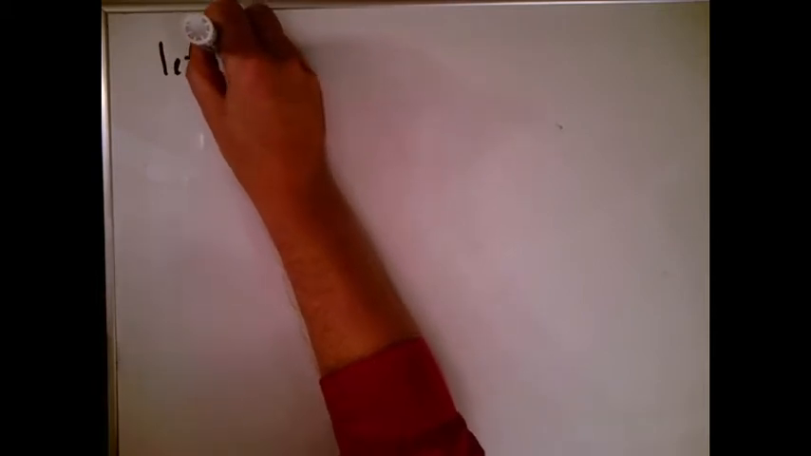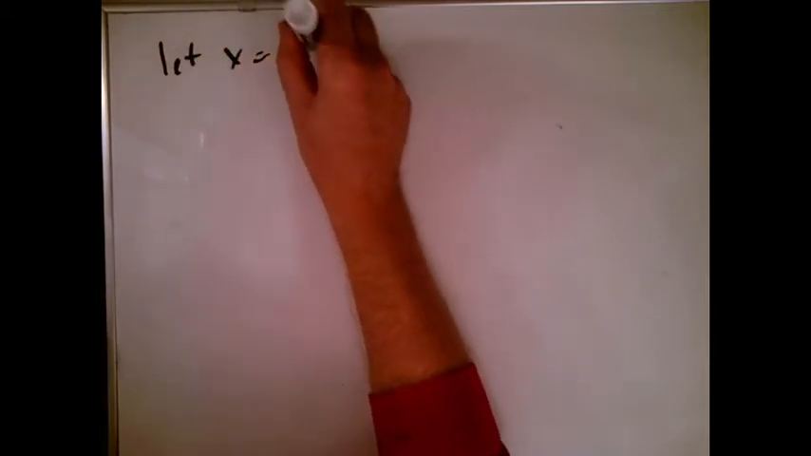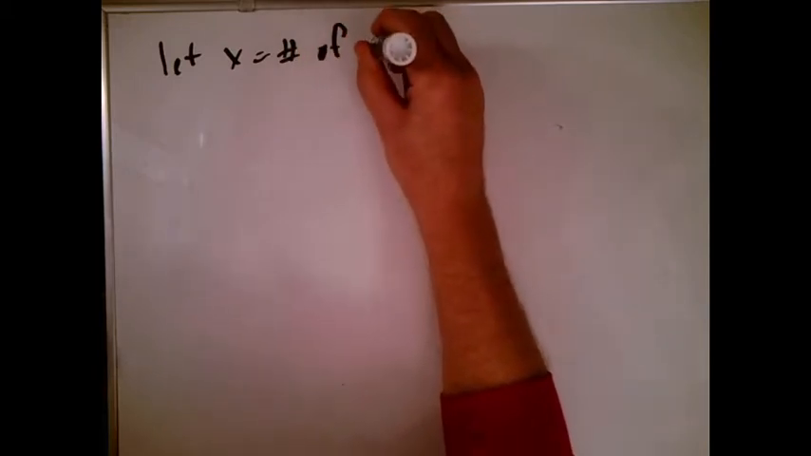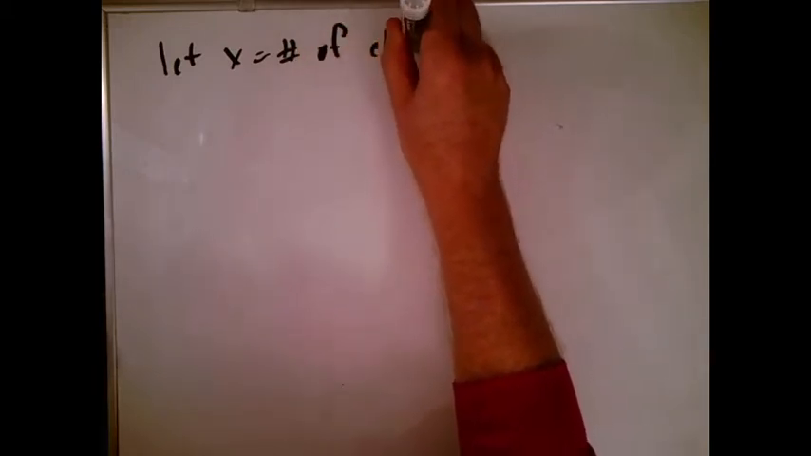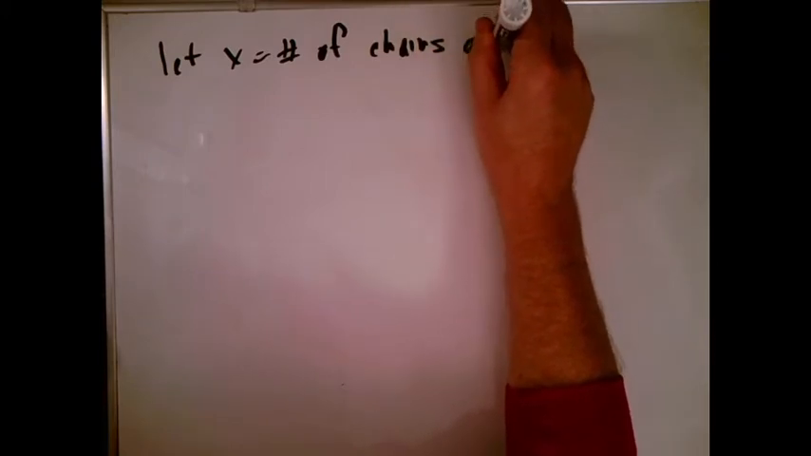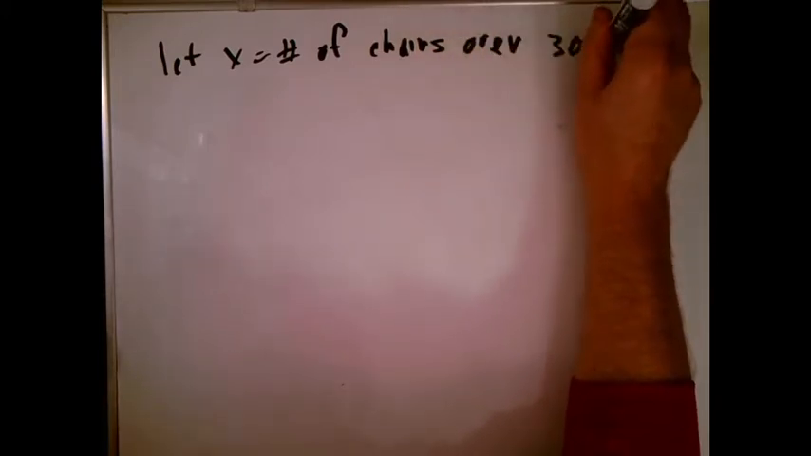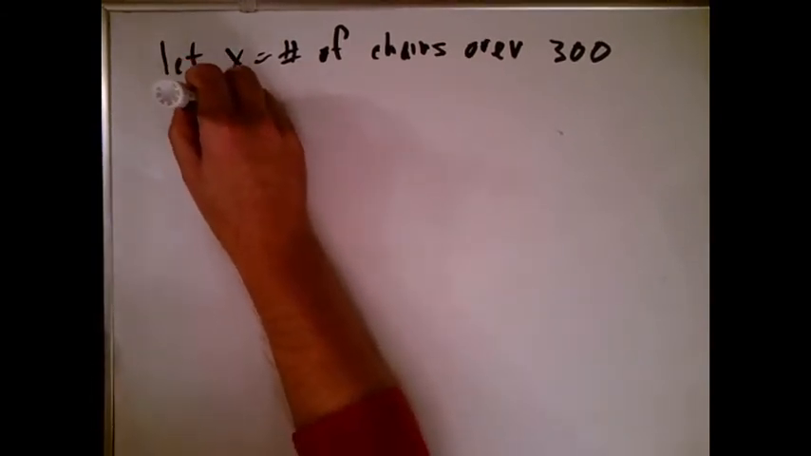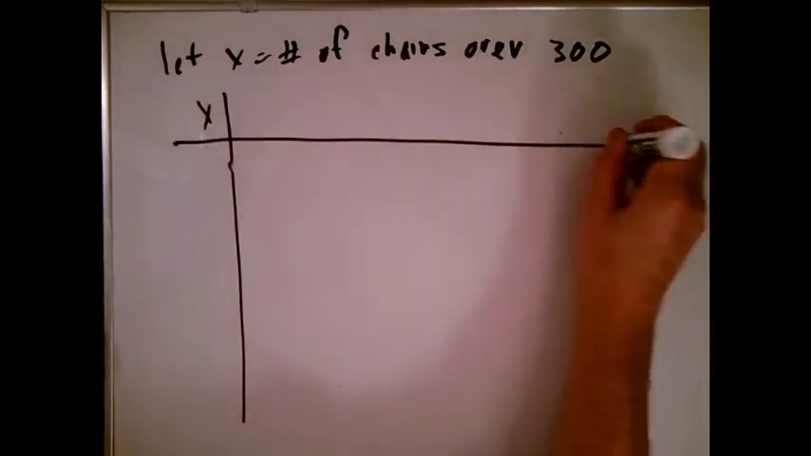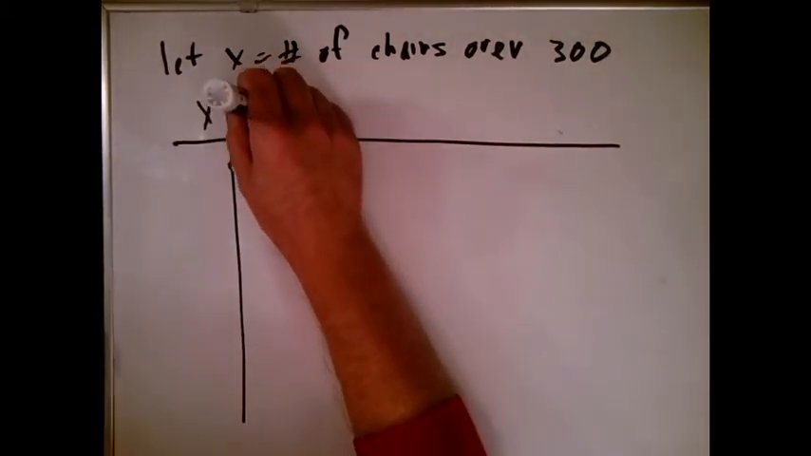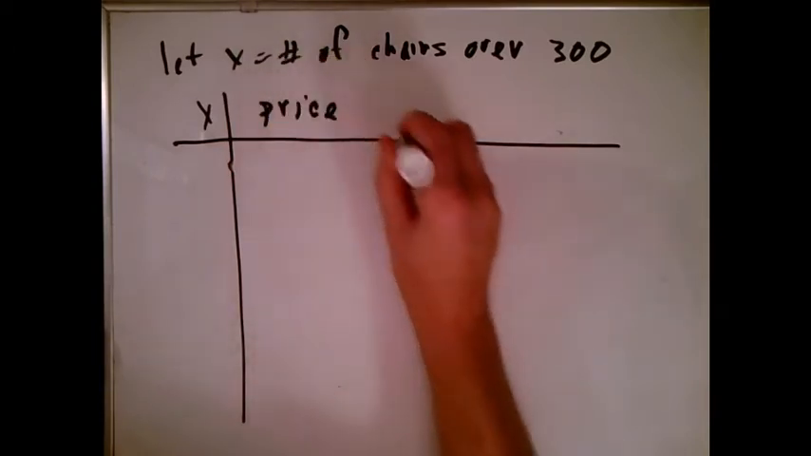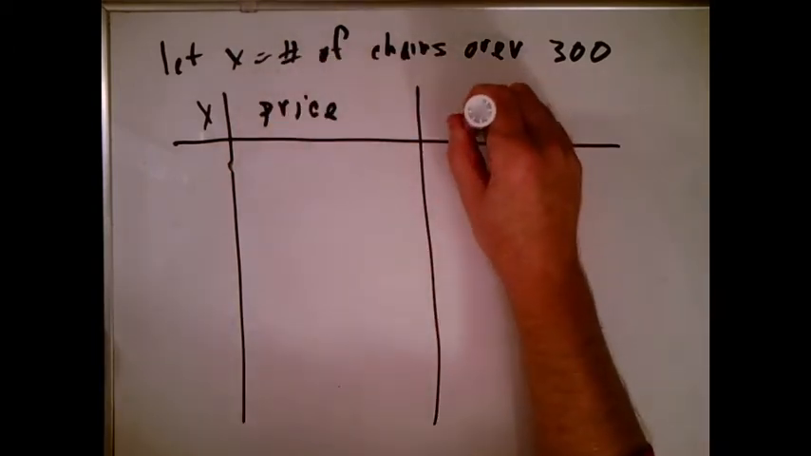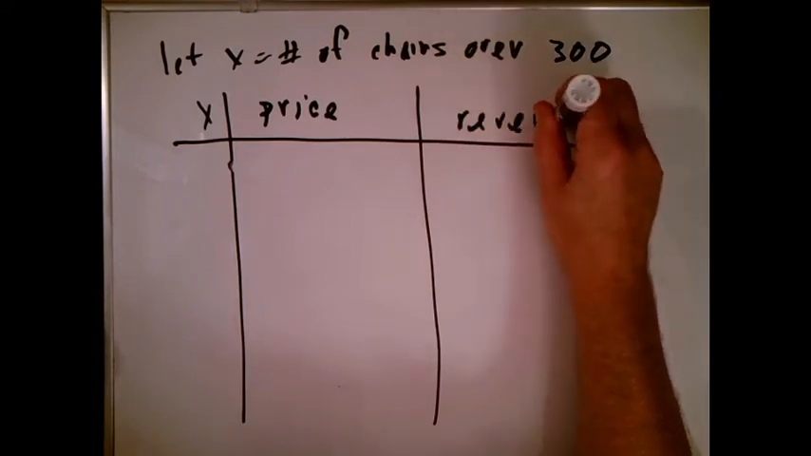Okay, so this is what I'm going to do. I'm going to let X be the number of chairs over 300 ordered. And I can just start making a table. Well, how am I supposed to make a table if I don't have any formulas? It's not so bad. So here we go. What I want to do here is put the price per chair, and over here I'm going to put revenue. Remember, that's just how much money we're bringing in if we do that many chairs.